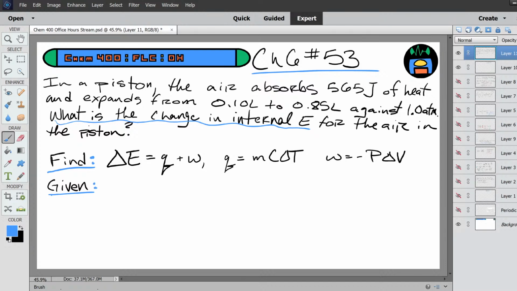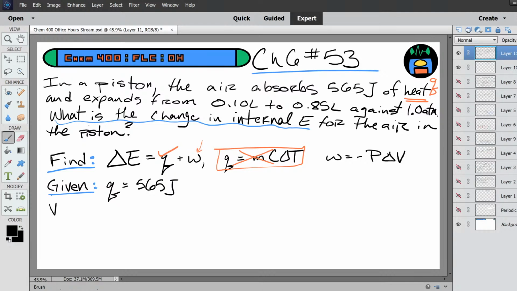First, we're actually told that the piston absorbs 565 joules of heat. That heat means that they're giving us a value for Q. So the first thing they give us is actually straight up Q is equal to 565 joules. So we've got Q, which means we don't even have to worry about this equation. Now we just got to find how much energy is transferred through work. Let's look at what else they give us.